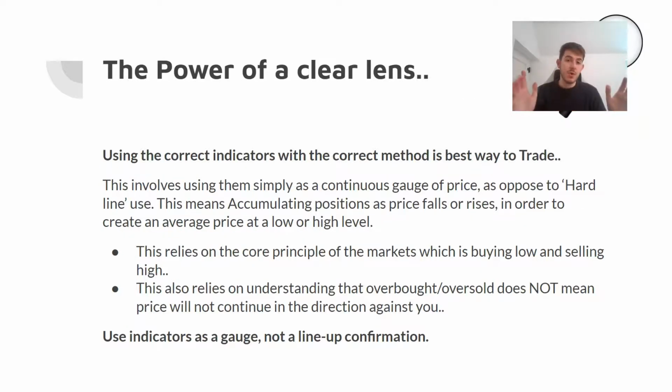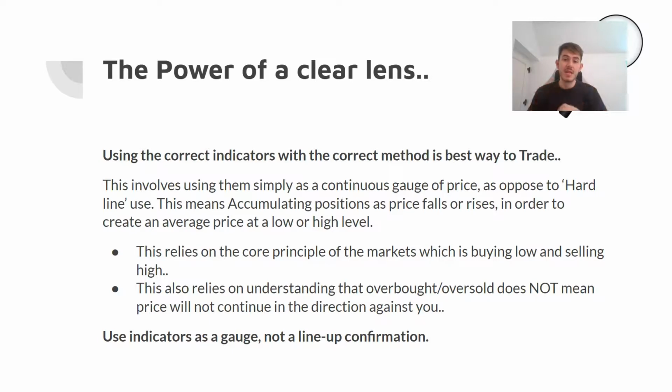After all, what we're really looking for is a way of looking at the markets with a degree of certainty, and something that really guides us at all times, so we know what value price is. And that's the power of having a clear lens, or looking at the markets clearly. Using the correct indicators with the correct method is simply the best way to trade. And that's exactly what we do in my trading academy. We use the right ones for the right reason. I've got a whole load of videos on that.